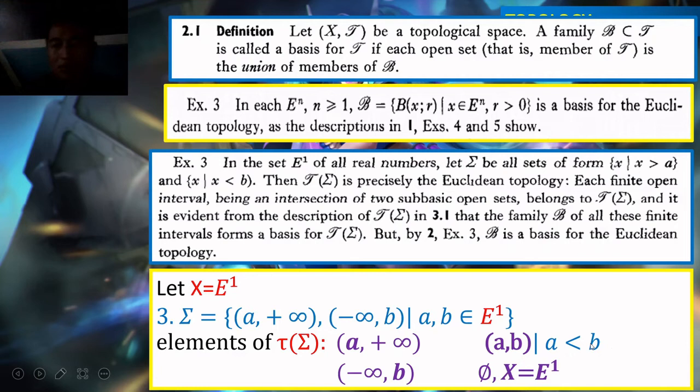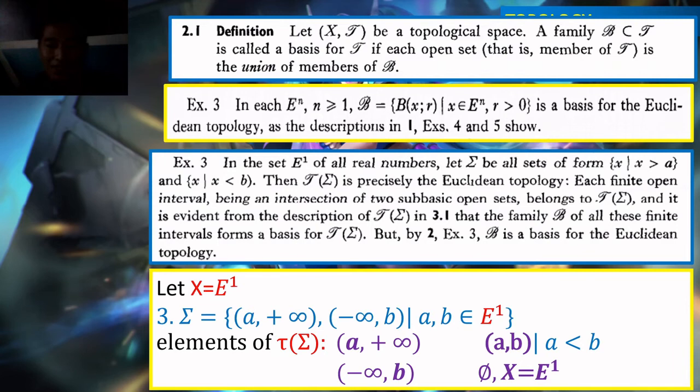But if b is less than a, for example, negative infinity to 0, and then a is 2 to positive infinity. These are now intervals, and their intersection is empty. So, the empty set is among the elements of tau sigma. Okay, next. Their intersection, we only have finite intersections.